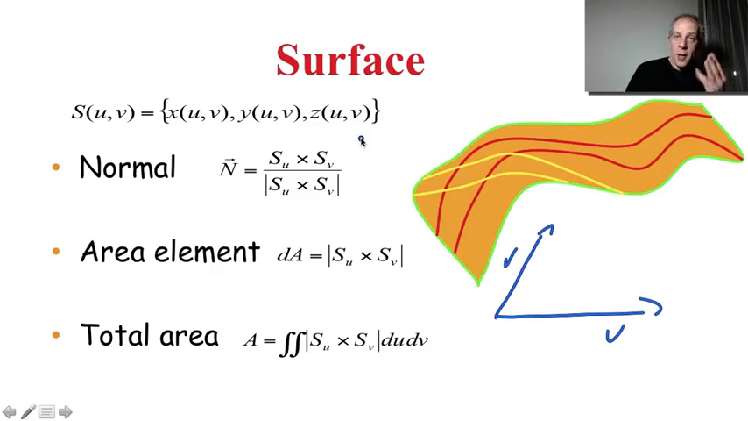2 parameters, 3 coordinates. In curves, we had 1 parameter, 2 coordinates because we were on the plane. We can have curves in 3D. There will be 1 parameter, 3 coordinates. For example, this one. So that's a surface. Now let's define normal, area, and things like that on the surface.